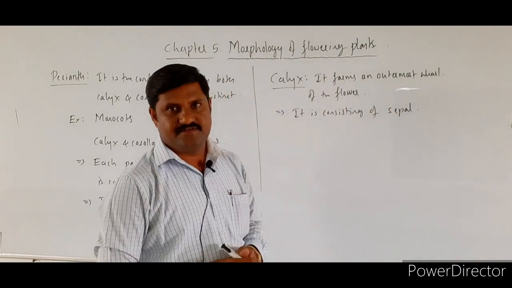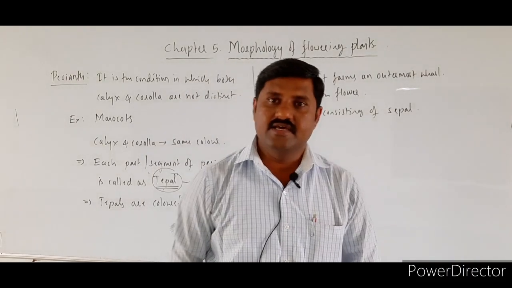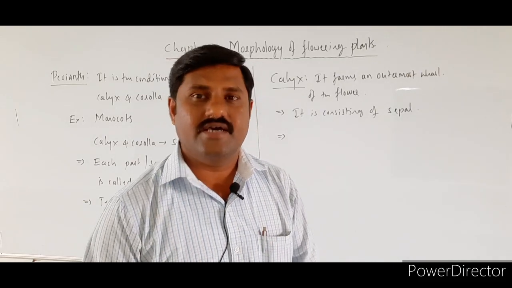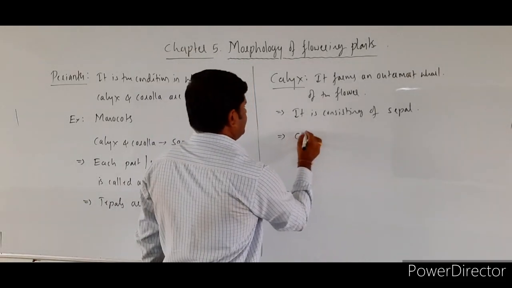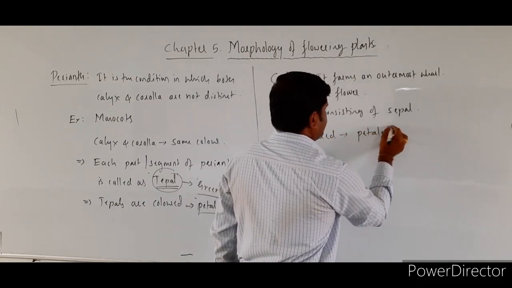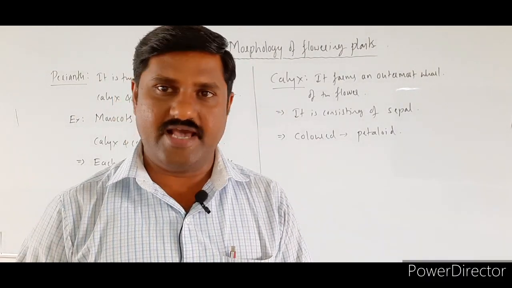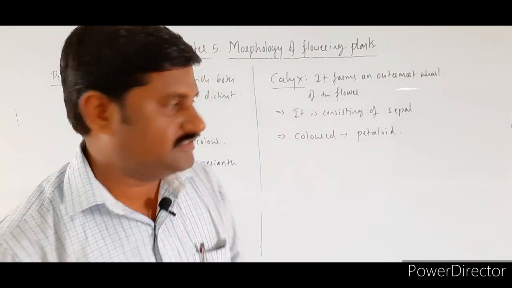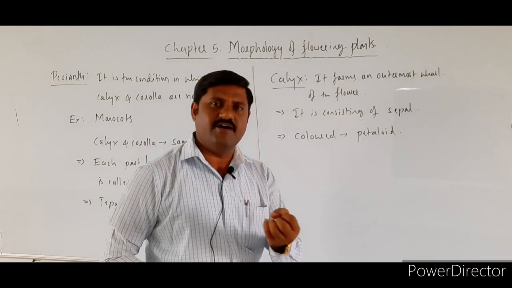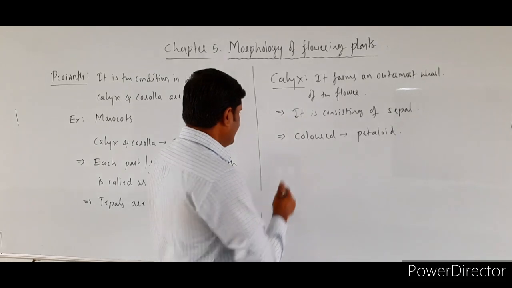The calyx itself, right? Sometimes this calyx may be colored in nature, and it is said to be petaloid once again. What is it termed as? Petaloid sepal it is termed as, right? And this sepal, or the calyx, may wither out soon after the flowering or blossoming of the flower.